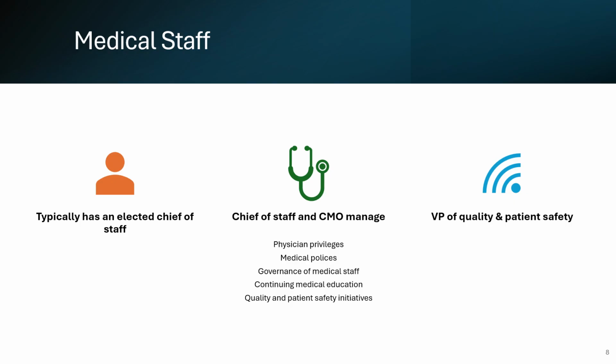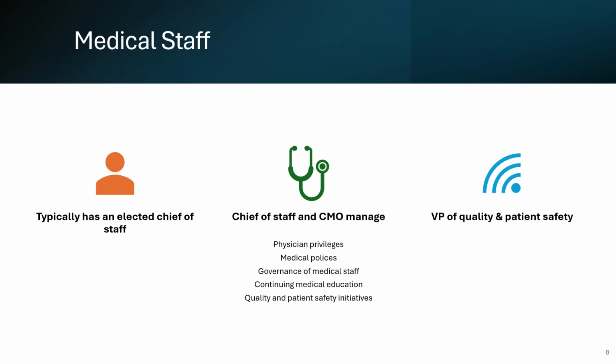The medical staff serves as the governing body for physicians, and in some organizations, it may also include other clinicians. Typically, the chief of staff is elected. Historically, the medical staff and hospital administration were parallel structures, but today reporting often overlaps. Together, the chief of staff and the chief medical officer oversee physician privileges, accreditation, medical policies, governance of the medical staff, and even continuing medical education.